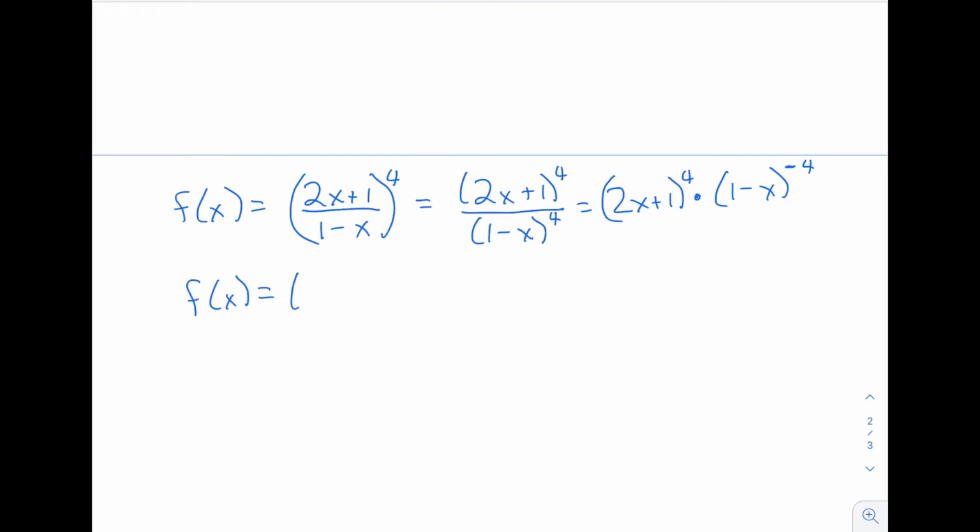I'll have 2x plus 1 to the 4th times 1 minus x to the negative 4th. And I have a product right here. So for sure I'm going to use the chain rule because I can see the inside and outside function, the composite function. But with the product rule, let's write down our product rule.